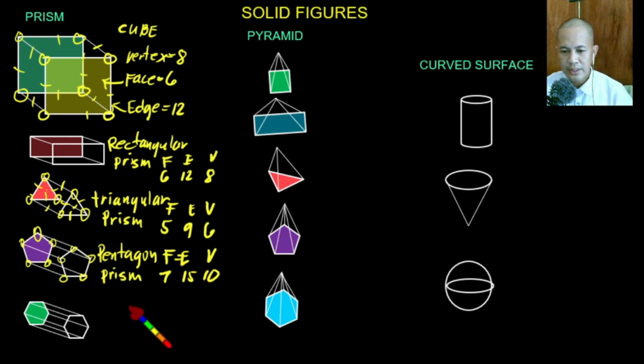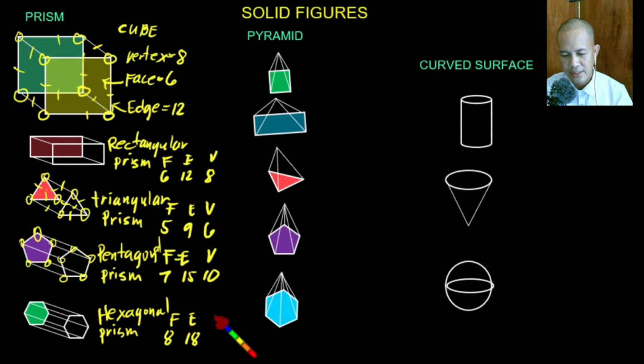And the last prism for this part is called hexagonal. So this is hexagonal prism. So hexagonal prism has 8 faces, and we have 18 edges, and the vertex is 12. 6 here and another 6 here, so that is 12 corners or 12 vertices. So that is prism. The next solid figure, we're going to deal with a pyramid.